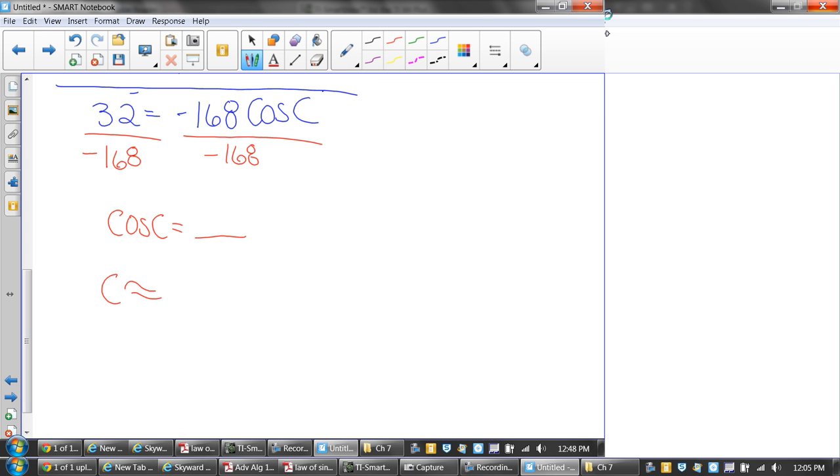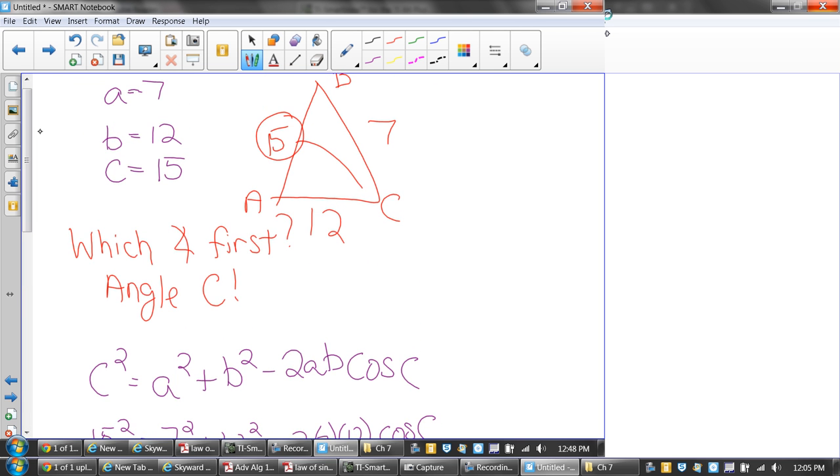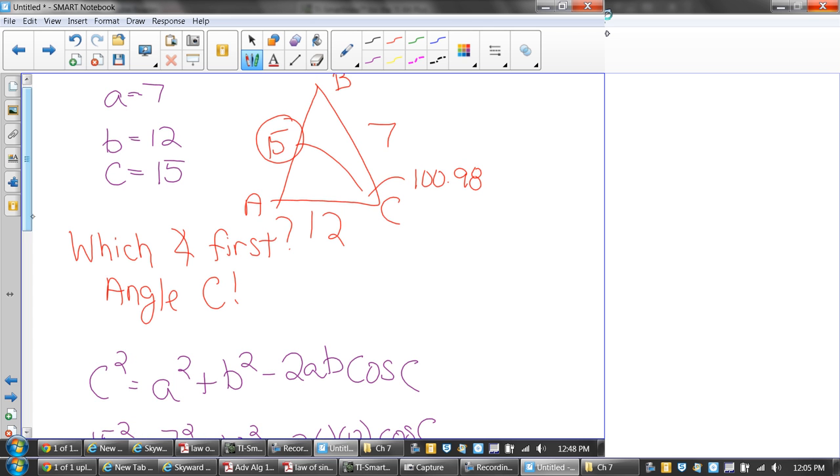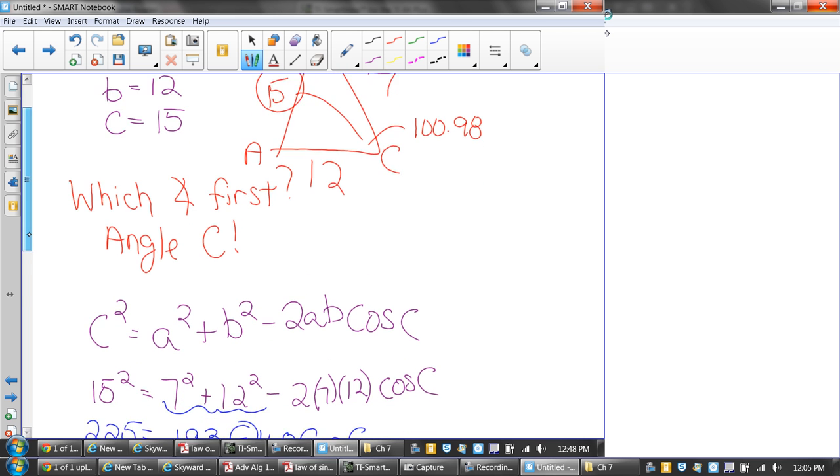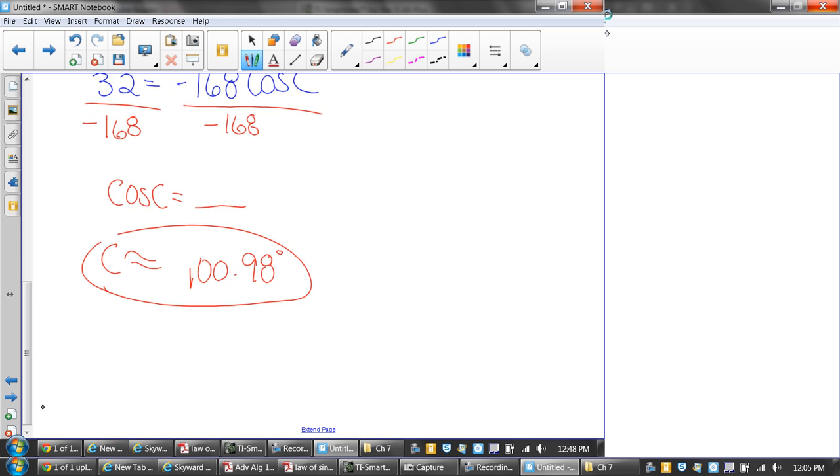I don't know where you were getting that 193 from. Go right to your calculator. Just do a second cosine. There's your answer. And at this point, just bump over to law of sines. Now you have an angle and the side opposite.